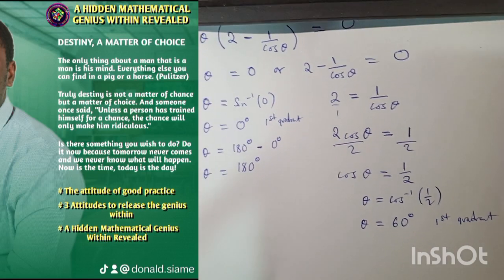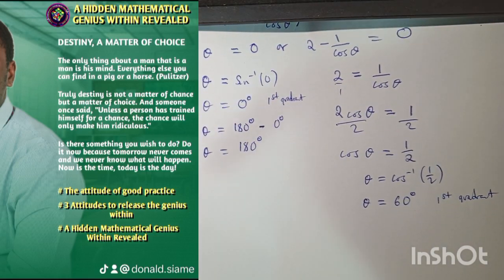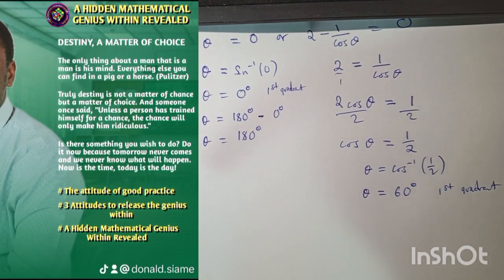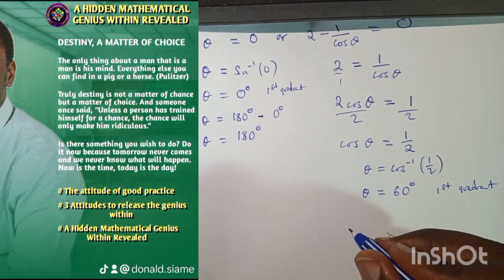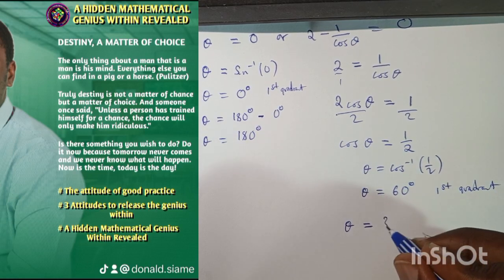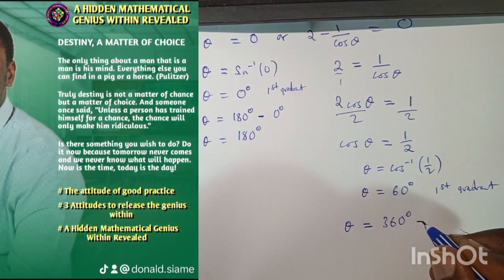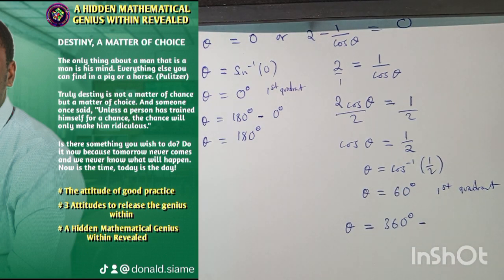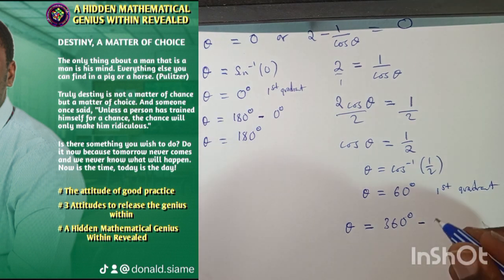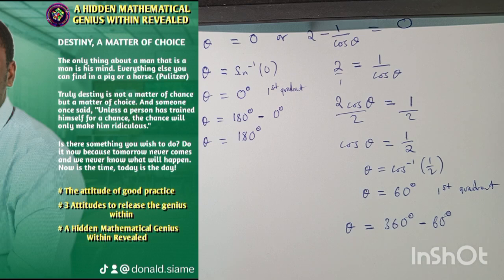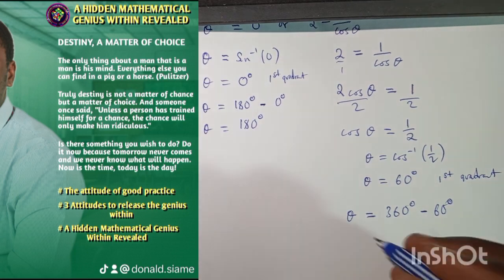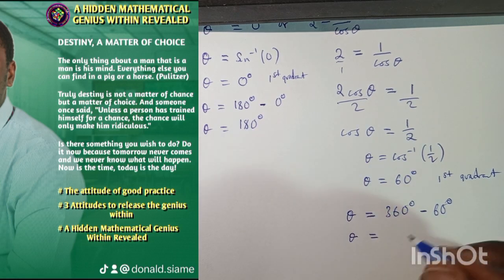So cos is positive in the first quadrant and fourth quadrant. Now in the fourth quadrant, theta is equal to 360 degrees minus the angle in the first quadrant, and the angle in the first quadrant in this case is 60 degrees, so minus 60 degrees. What is 360 degrees minus 60 degrees? You get 300 degrees. So theta is equal to 300 degrees.